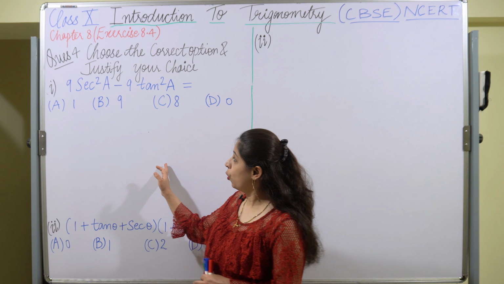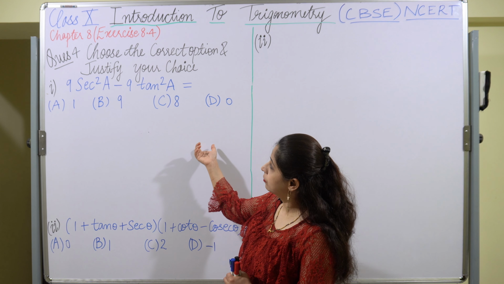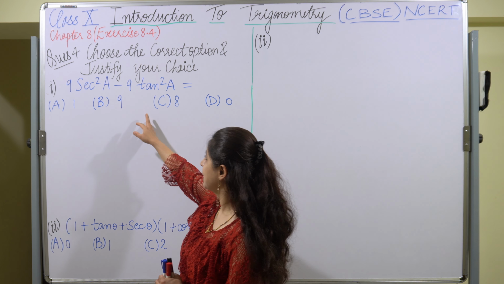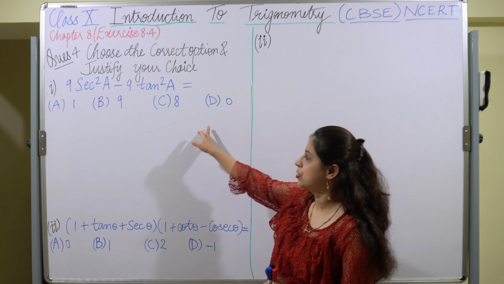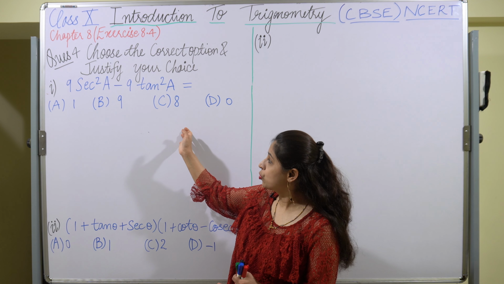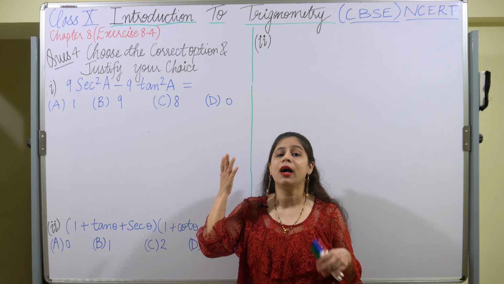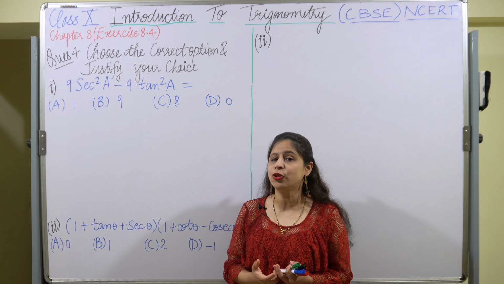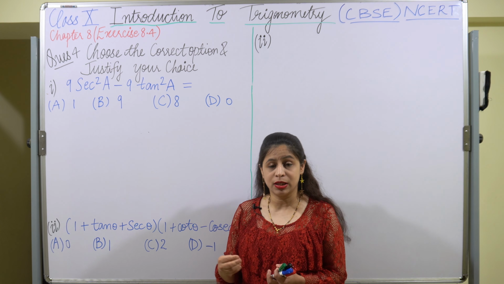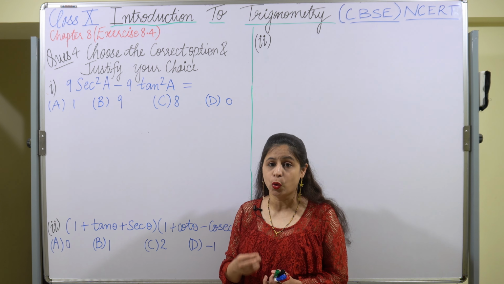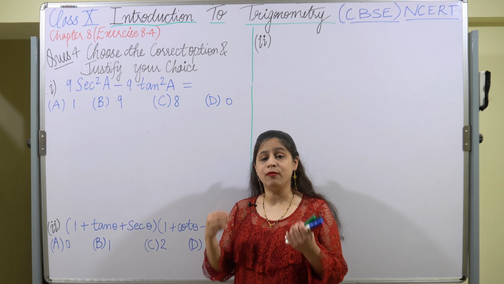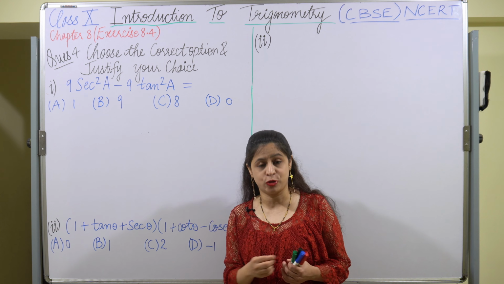In the first part, it is given that 9 sec square A minus 9 tan square A is equal to, and there are 4 options given over here. We need to choose the correct option, and we need to justify whether that option is correct or not. So we have chosen the option and we need to justify why that option is correct.